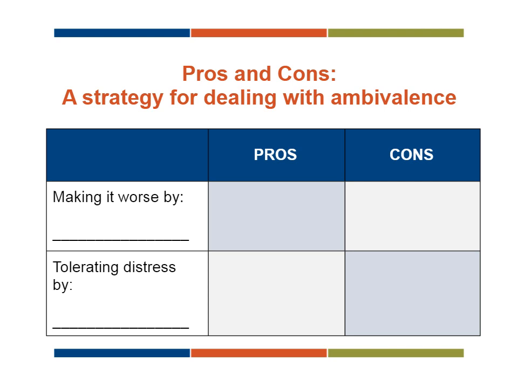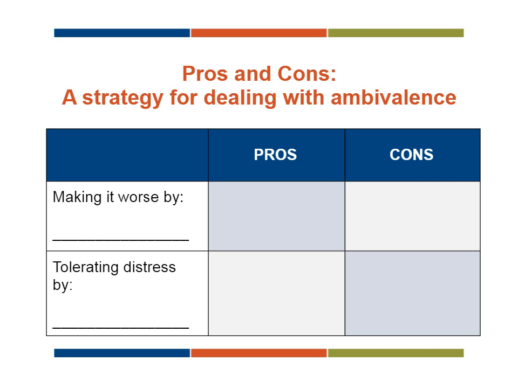The idea here is you've got a matrix, you've got the pros and cons along the top, and then on the rows you've got, here's what would happen, pros and cons, if by making it worse, in other words, if he continued to yell at his son, then this is what the pros would be, this is what the cons would be. But by tolerating the distress and trying out the distress tolerance skills, here's what the pros and cons would be.